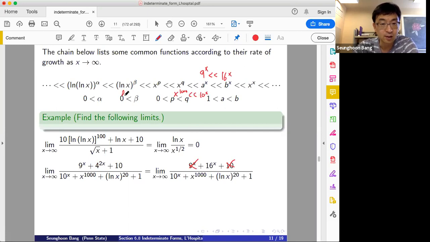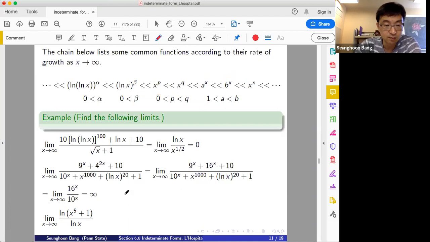So ln of x is to the 20. Which one is growing faster? The 10 to the x is growing faster, so ignore the remaining slow terms. So we have only 16 to the x and 10 to the x. You can compare them: 16 to the x is growing faster than 10 to the x. So the answer is infinity. That's right. This is the idea. The next one.